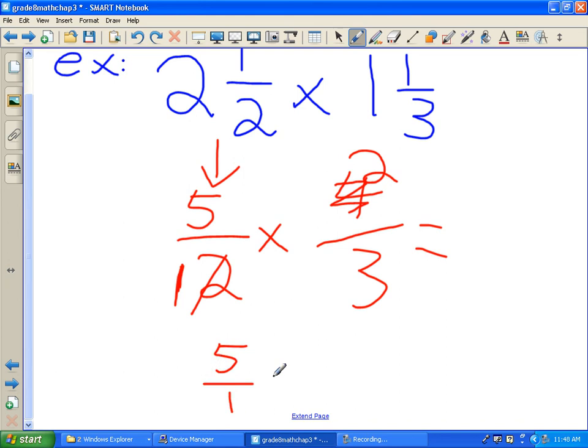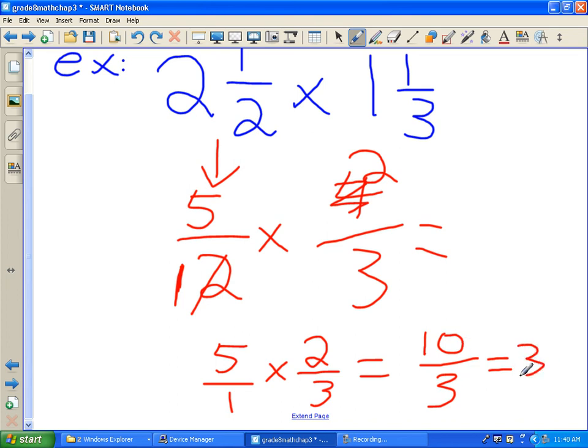5/1 times 2/3. Multiply the top by the top, 2 times 5 is 10. And the bottom times the bottom, 1 times 3 is 3. The only thing we've got left to do is change this back into a mixed number. How many times will 3 go into 10? 3 times, because 3 times 3 is 9. And we've got 1 left over out of 3. And there's our final answer right there.